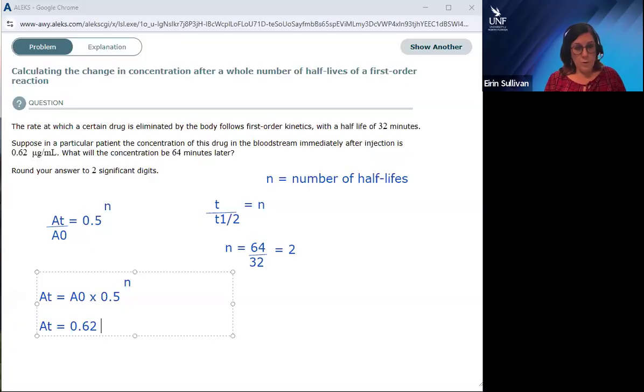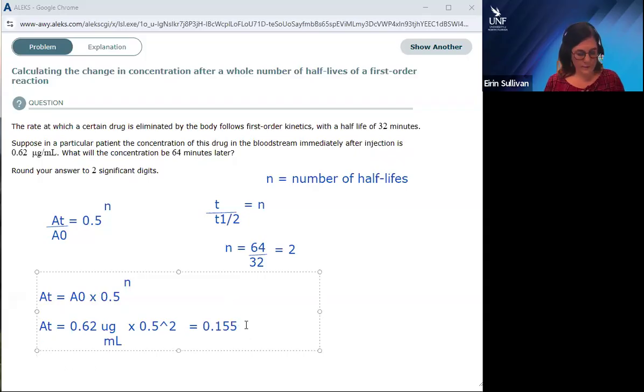dimensional analysis goes. So 0.62 micrograms per milliliter was my initial concentration. Multiply that by 0.5 to the power of 2, which is the number of half-lives that have elapsed, and that will give me 0.155 micrograms per milliliter. So that is how much my concentration has decreased to. I suppose I should give that to 2 significant digits, so that'd be 0.16 micrograms per milliliter. Okay, so hopefully that is a useful approach for this kind of problem.